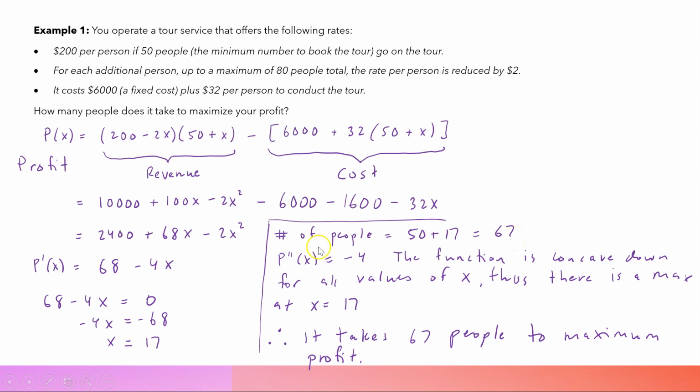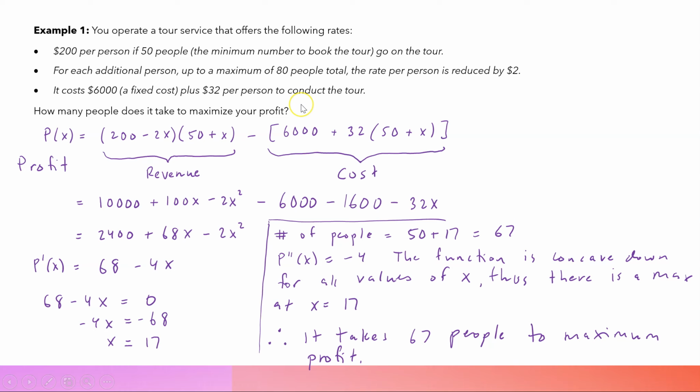Now another thing that we can do is check that this truly is a maximum. And the way we do that is we can find the second derivative. In this case, the second derivative is just -4. Now the second derivative is always negative, so the function is concave down for all values of x. Thus there is a max at x equal to 17. So this truly is a maximum value.